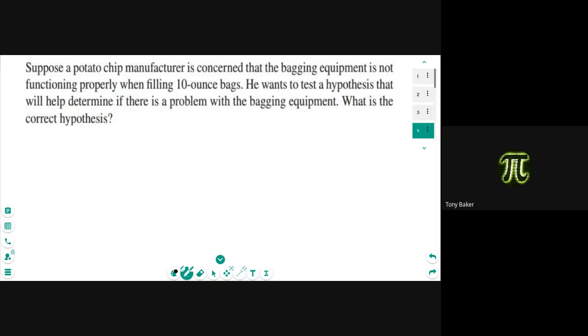What's the correct hypothesis? So the null hypothesis here, the null, equals 10 ounces. That is my null hypothesis. It is the exact statement of what they're making. It's supposed to have 10 ounces in it. So that's my null hypothesis.